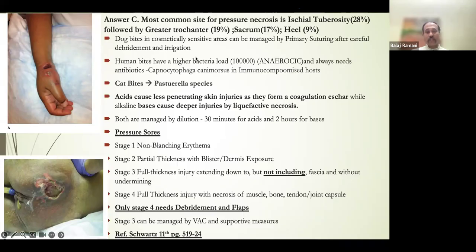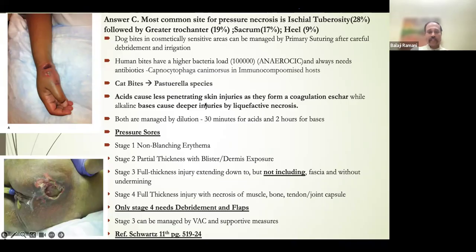What we should know is that human bites are also dangerous, and they have a higher anaerobic load of almost 1 lakh colony forming units, as they say. It's a really bad thing. Our oral cavity, even if it is well maintained, has a high bacterial load and always needs antibiotics. And this is the important infection that we get, Capnocytophaga canimorsus. That infection is common in your immunocompromised host. And cat bites specifically, just remember, cats love milk. Milk is Pasteurella. So that is the way you can remember what species are present in cat bites. That will be the Pasteurella species.